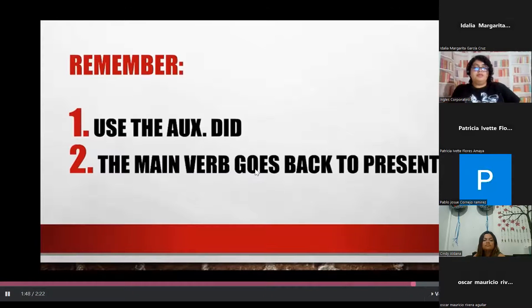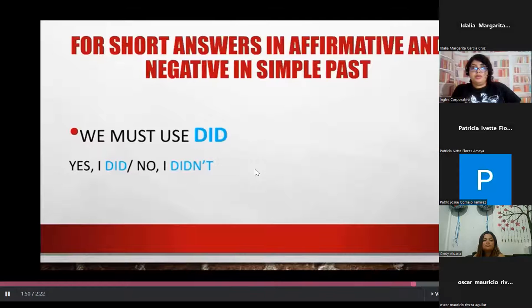For short answers in affirmative and negative in simple past, we must use did within the answer, as we saw on the chart. Yes, I did. No, I didn't. This takes us to say that we use verbs in simple past when we say affirmative sentences.